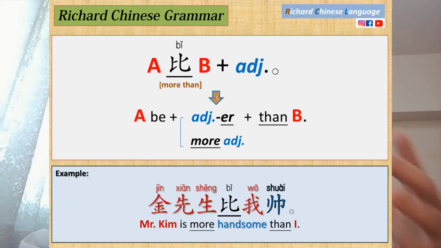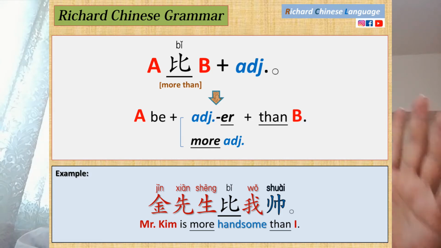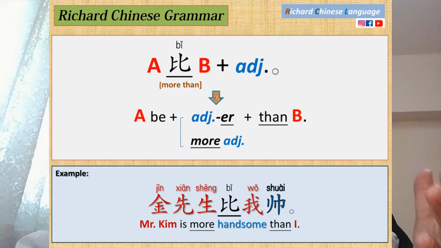So let me give you one example sentence. 金先生比我帅。And here we just use 比 to indicate the comparative form in Chinese. Then you can directly use the adjective 帅 after 比. So as you can see here, the comparative form in Chinese is much easier than that in English.